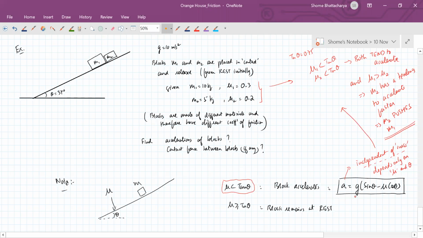Okay. So it is with this simple fact we realize that they are going to move together, because m2 will tend to move faster. So it will come down the plane pushing against m1. Why? Because of this fact, because mu1 is greater than mu2.